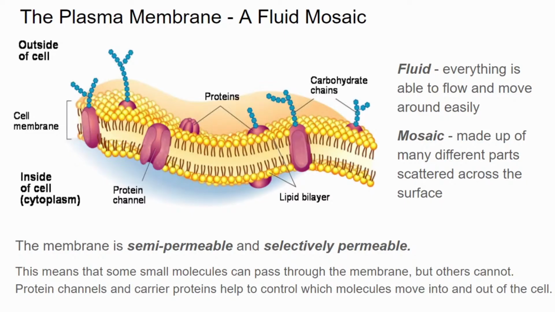So we say that the membrane is semi-permeable and selectively permeable. Semi-permeable means that not everything can get through it. It will allow some things through, very small molecules and uncharged molecules are able to pass right through the lipid bilayer. And it is selectively permeable because it does restrict or control the movement of different molecules. And that's where we're going to talk about transport across the membrane. So some small molecules can pass through the membrane, but others can't. Protein channels, like these ones here, and carrier proteins help to control which molecules can move into and out of the cell.